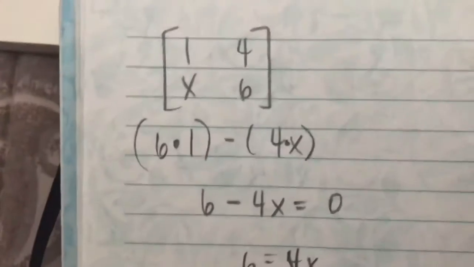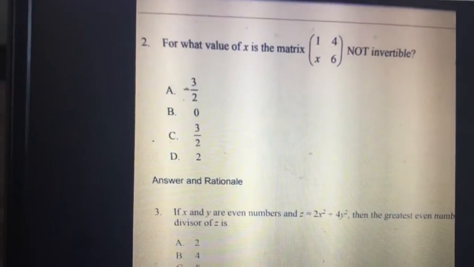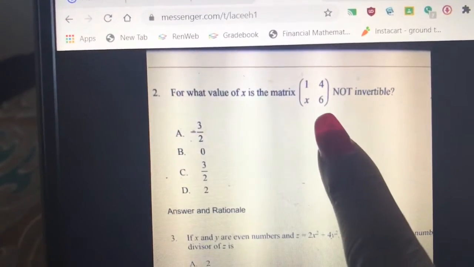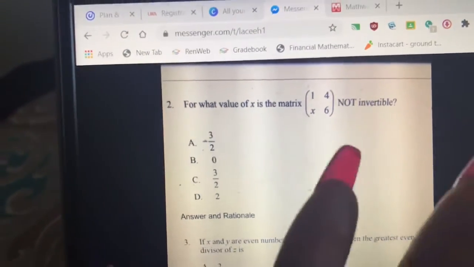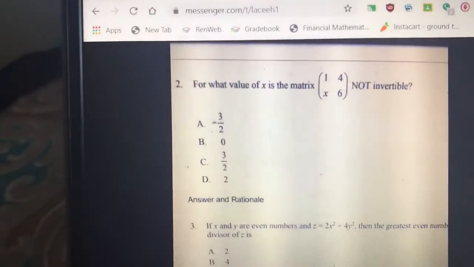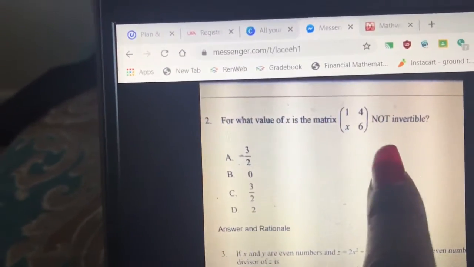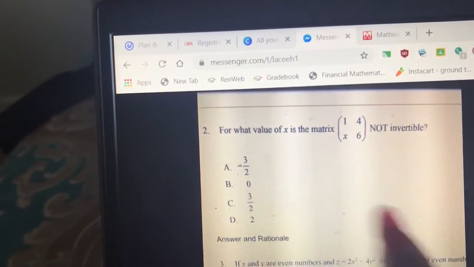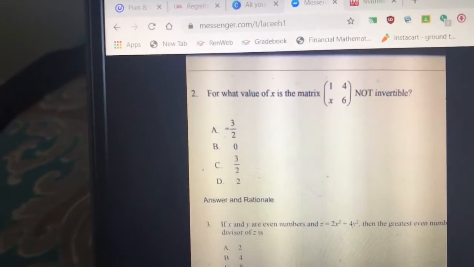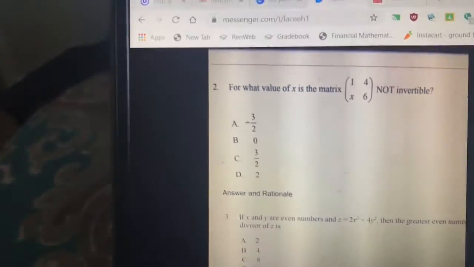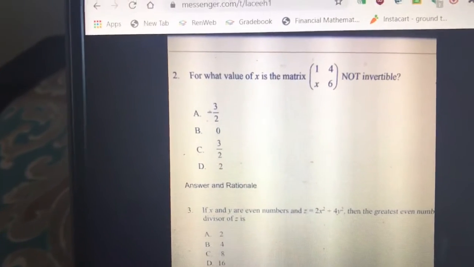So again, there are many ways that we can approach this. We can either just eyeball it and plug in these values. Like say we wanted to just check 0 real quick. We could just say, okay, 1 times 6, 6 minus 0, that's going to give us 6. So we know that 0 is not the answer. We could plug in 2 real quick. We can say 1 times 6 is 6 minus 4 times 2, which is 8. That will give us a -2. So we know that's not the answer either. So we can plug in -3 and -3 over 2 and 3 over 2, and we'll pretty much have our answer pretty quickly.